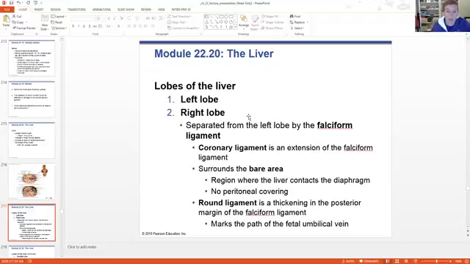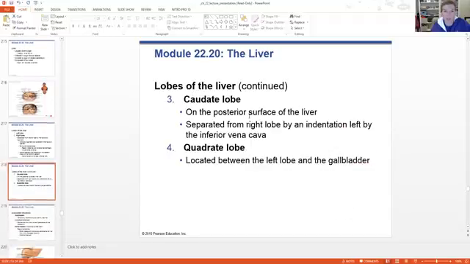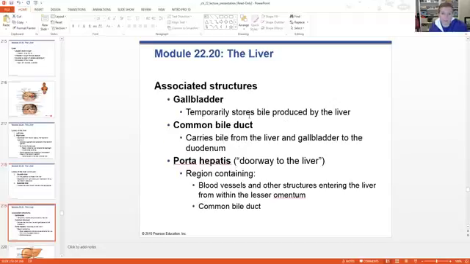It's basically marking the path of the fetal umbilical vein, which, if you recall from fetal circulation, passed through the fetal liver in order to get to the heart. The caudate lobe is on the posterior surface, as is the quadrate lobe. It's separated from the right lobe by an indentation, just by the inferior vena cava, and the quadrate lobe is near the gallbladder. So let's talk about the gallbladder, whose main function is to store the bile.